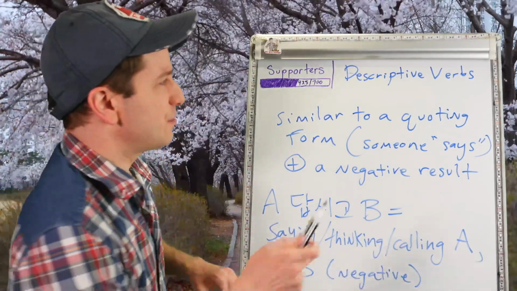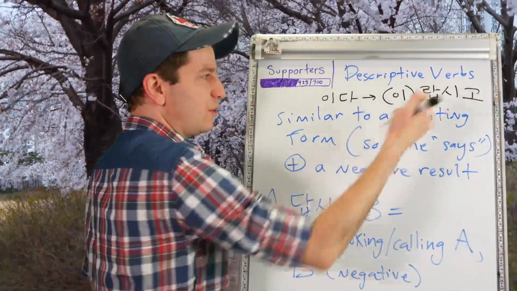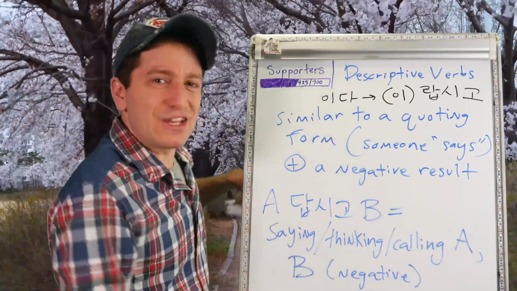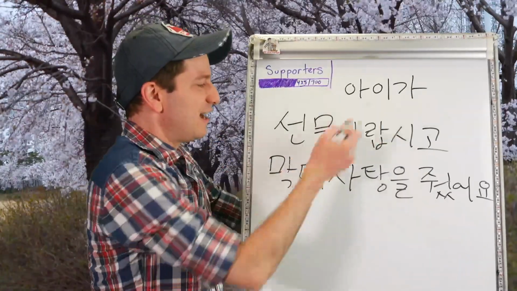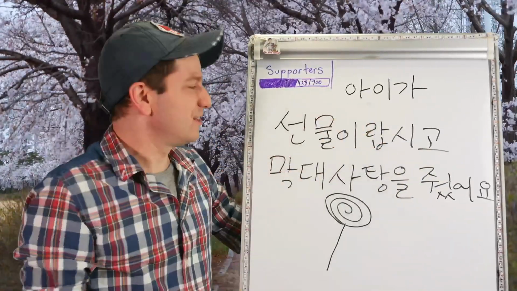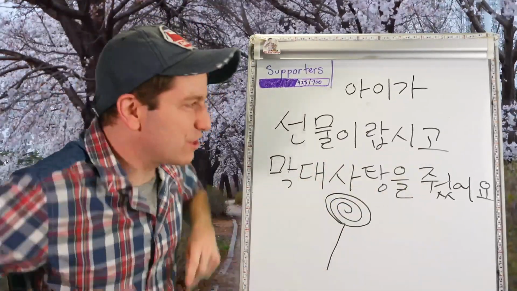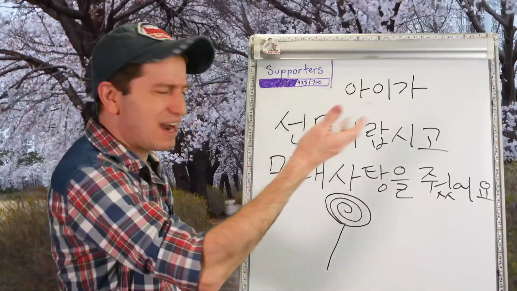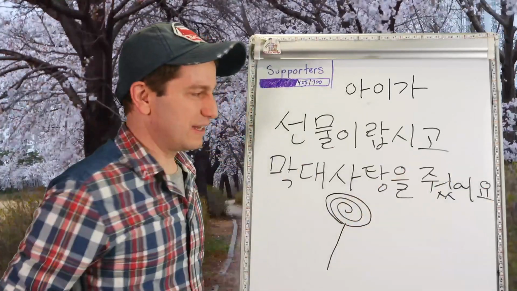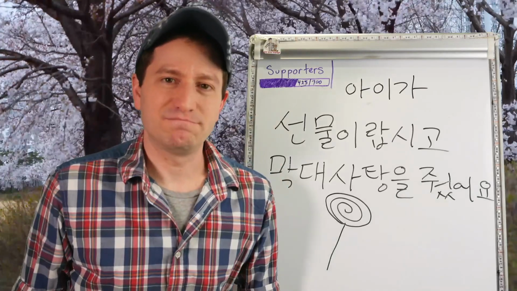Whenever the descriptive verb used is 이다, so to be, this will be 이랍시고 after a consonant and just 랍시고 after a vowel. So let's look at an example sentence. 아이가 선물이랍시고 막대사탕을 줬어요. 아이가, the child, 선물, a present, 선물이랍시고. So the child says or thinks or calls something a present. So the child says, hey, present. 막대사탕을 줬어요, and gave me a lollipop. So the child said, here, a present, and gave me a lollipop.